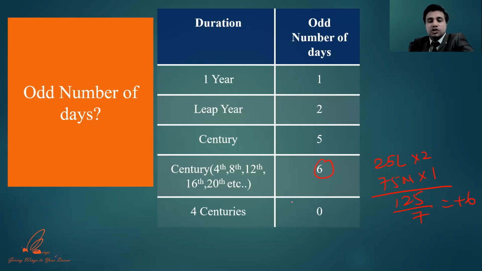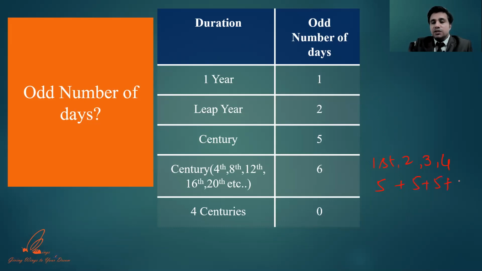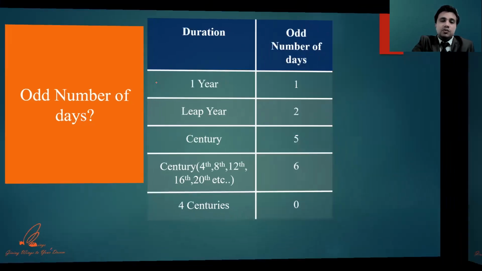And if we talk about 4 centuries, 400 years. Now in 400 years, if you look at any 4 consecutive centuries, like 1st century, 2nd, 3rd, and 4th, first will have 5 odd days, 2nd will have 5, 3rd will have 5, but the 4th one will have 6 odd days. Total it becomes 21 odd days. Divide by 7, it becomes 0 odd days. That's why any 4 consecutive centuries you take, it is always going to be 0 odd days. Now we are going to utilize all this to get the answers. Let's move on.